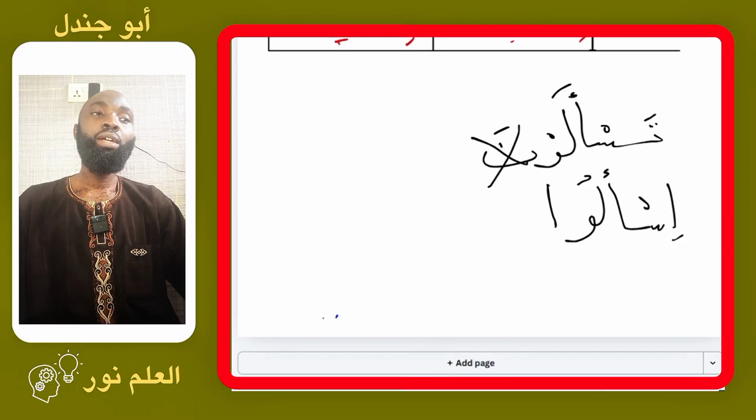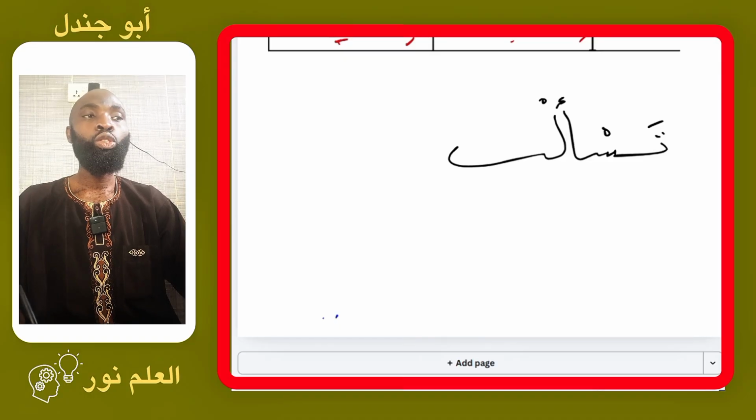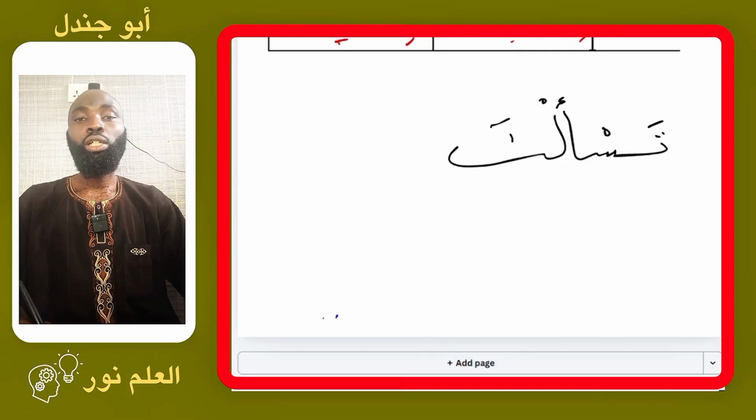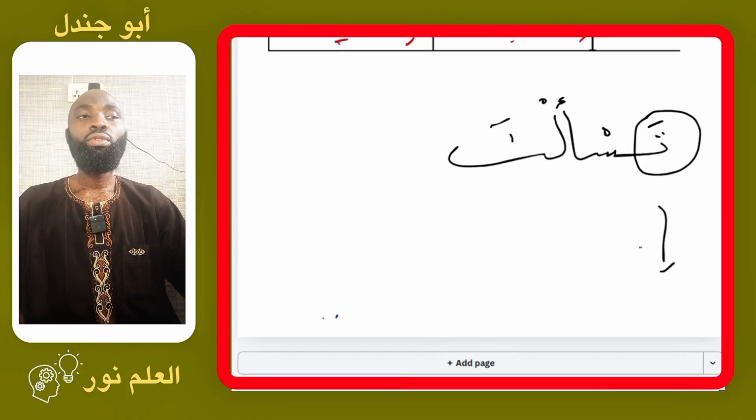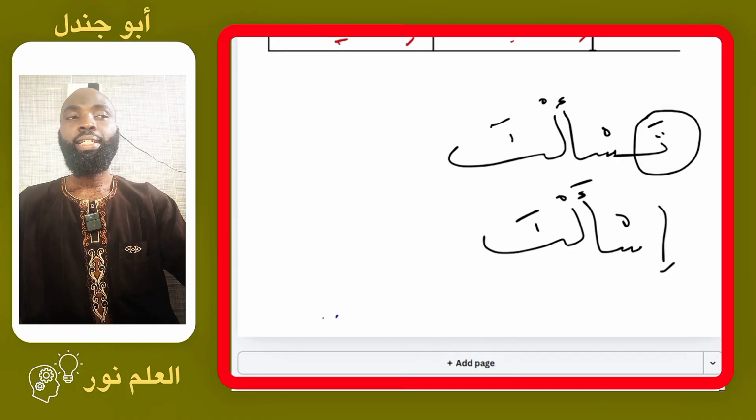If they are females, the word for the present tense verb will be tas'alna. You are saying that you all are asking. If they are females, tas'alna, you females are asking. To form the command tense, everything will remain except the ta. Just change the ta to hamza with kasra. Then it gives you is'alna. Is'alna. This is for the females when they are many. Is'alna. Ask, all of you.